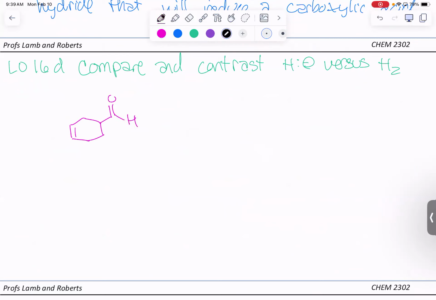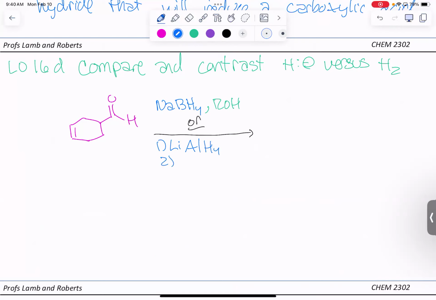All right, so if we were to use our hydride conditions, which was the sodium borohydride and the alcohol solvent, or we could have used lithium aluminum hydride and then water in a separate step, the product of this reaction would only be the reduction of our aldehyde. We would get no reduction of that double bond.